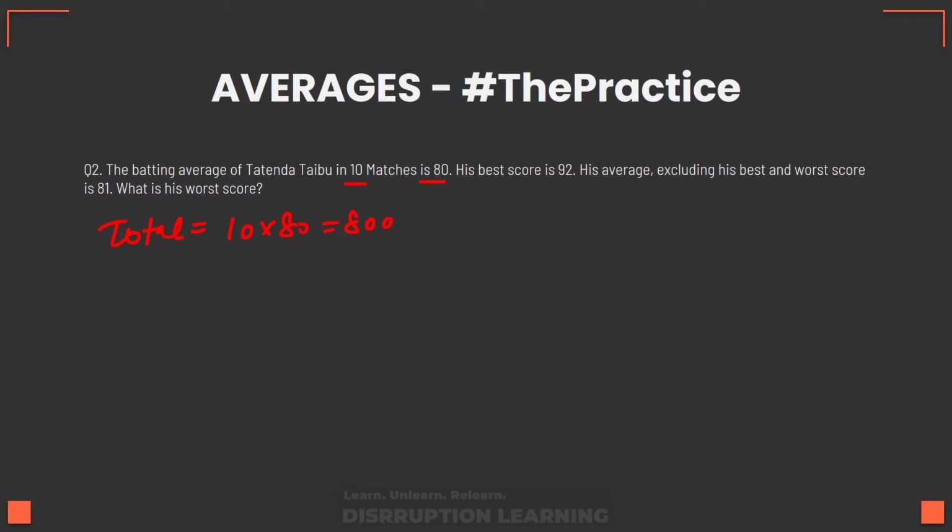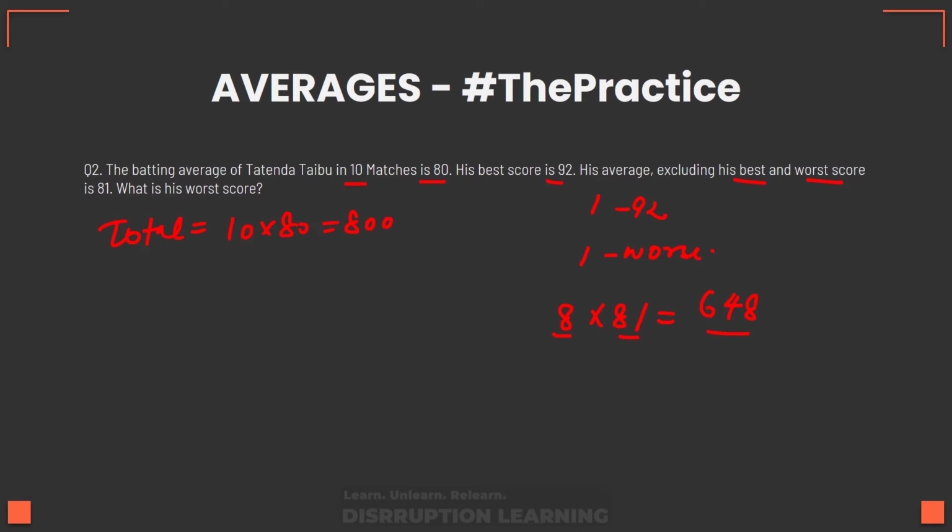Now consider one thing. His best score is 92, so this is one match in which he has scored 92. One match is going to be his worst score. Now the remaining 8 matches, which means excluding his best and his worst, his average is 81, which means in 8 matches he has scored 648 runs. I hope that is clear. 8 matches, 81 is the average, total is 648.